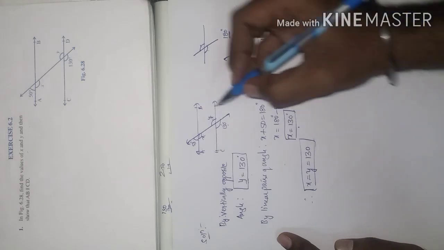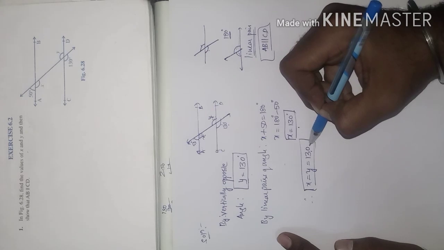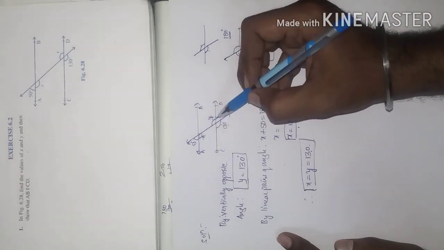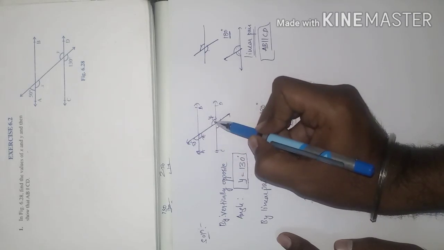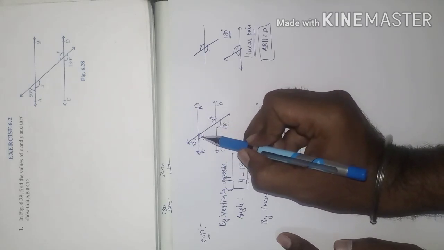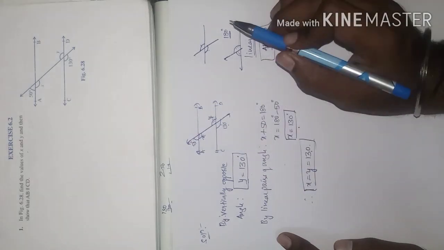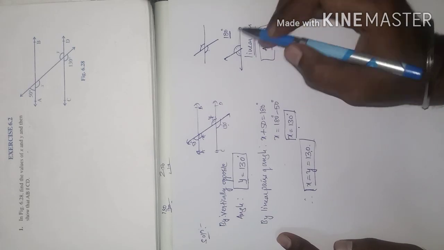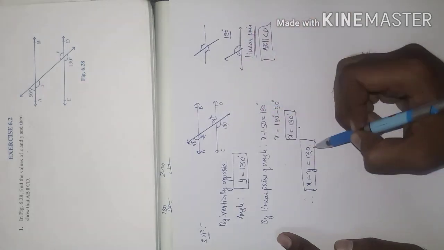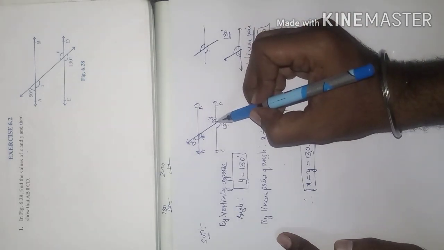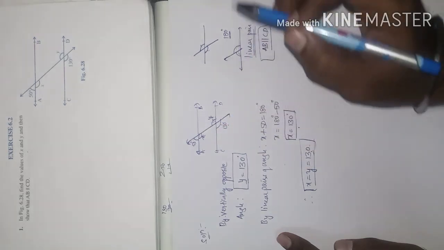Can you see this? Angle x is 130 degrees, angle y is also 130 degrees. That means they are in the position of alternate angles. When the alternate angles are equal, then the lines AB and CD are parallel. Once again, angle x is equal to 130 degrees, angle y also is equal to 130 degrees. By this we can say that AB is parallel to CD.